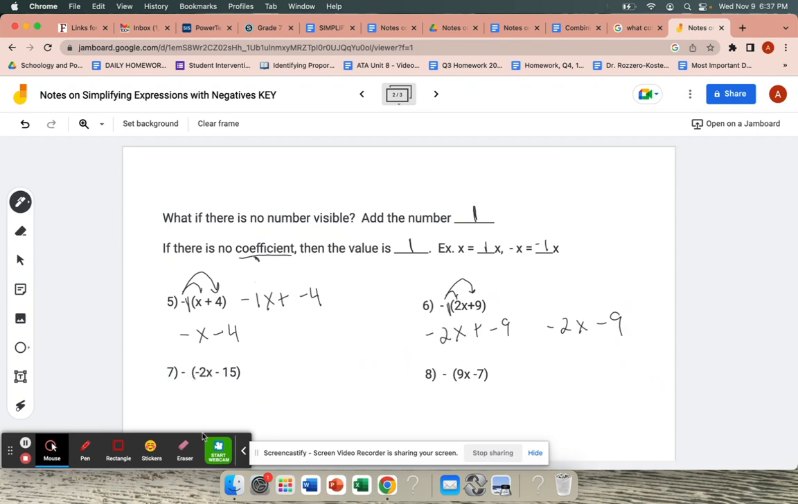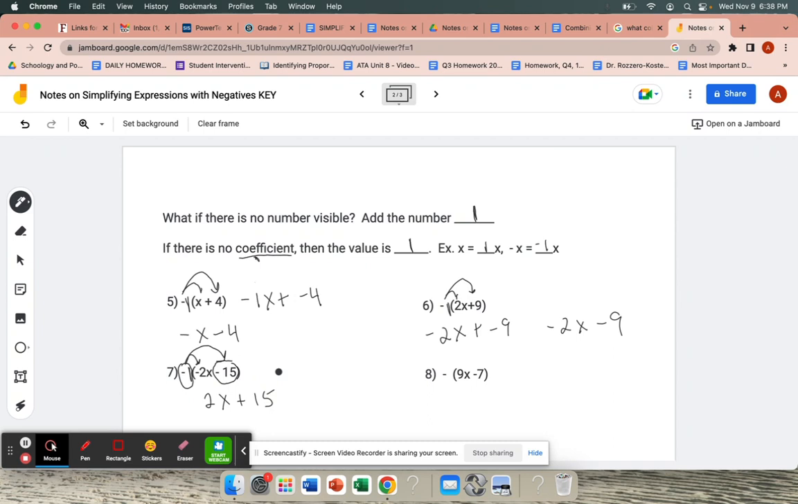Number 7. There's nothing here. I'm going to add a 1. Now, because I have subtraction and negatives, you can do this every time. You can circle every time. I just didn't do it on the other ones. So negative 1 times negative 2 is positive 2x. Negative 1 times negative 15 is positive 15. Remember, a negative times a negative equals a positive.